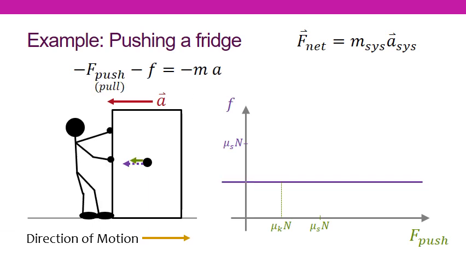And I could go so far as to pull on my fridge. Now, a pull is a negative pushing force, and so my pulling force and my frictional force are working together. They're pointing in the same direction. My frictional force is pointing against the direction of motion. My pulling force is pointing against the direction of motion. So I get a larger acceleration in the direction opposite the direction of motion.